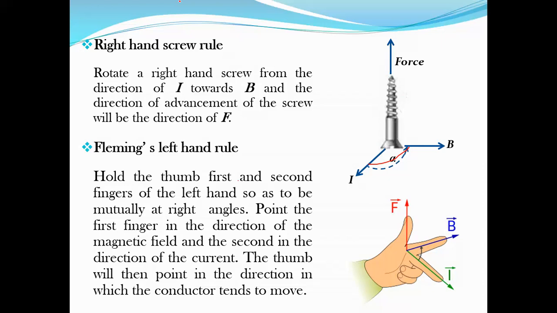But this one is familiar to you, that is Fleming's left-hand rule, right? The left-hand rule means B and I are perpendicular to each other. When you keep the first finger and the second, middle finger perpendicular to each other, then the thumb, in the perpendicular direction, will represent the force, right? That will represent the force.